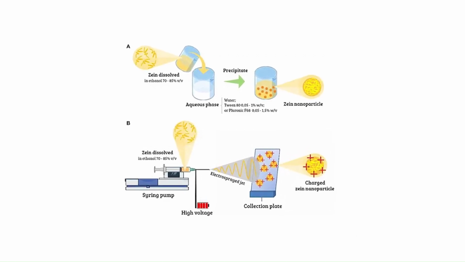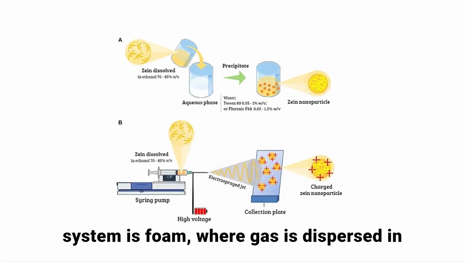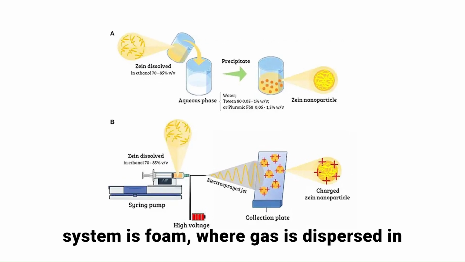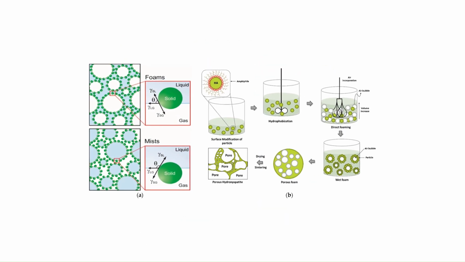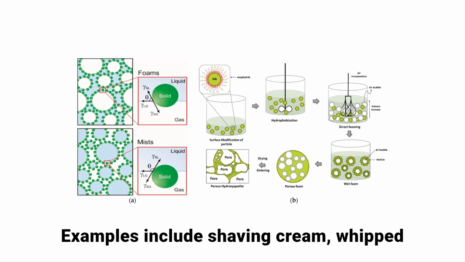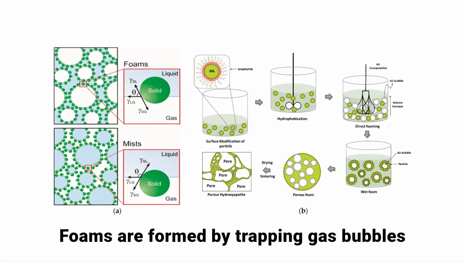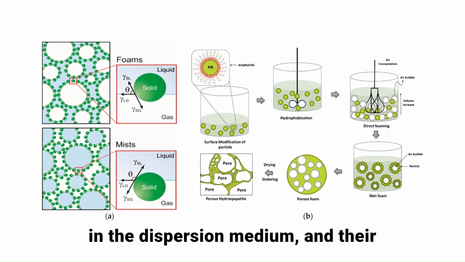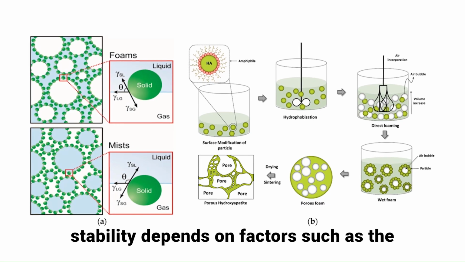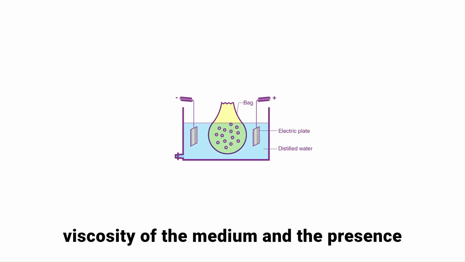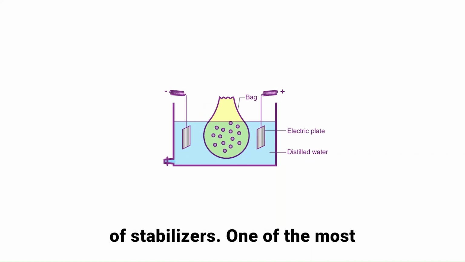Another fascinating type of colloidal system is foam, where gas is dispersed in a liquid or solid medium. Examples include shaving cream, whipped cream, and certain types of sponges. Foams are formed by trapping gas bubbles in the dispersion medium, and their stability depends on factors such as the viscosity of the medium and the presence of stabilizers.